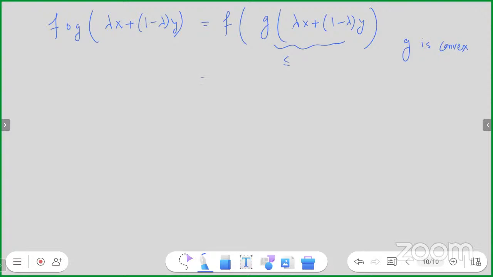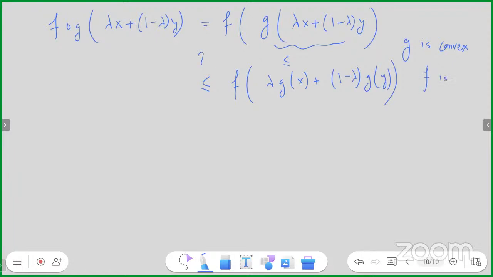Okay, let me write it as, see, this is the problem. I can't write equality here. So I have to jump 2 steps in one go. So I want to write the following: F of lambda G of x plus 1 minus lambda G of y. Why is this true is the question.